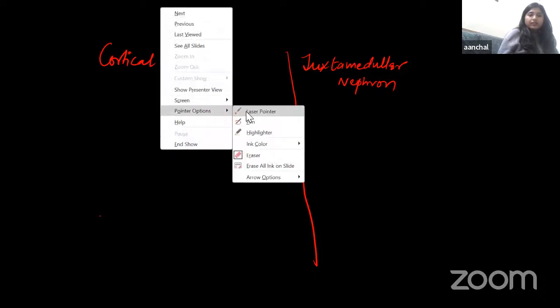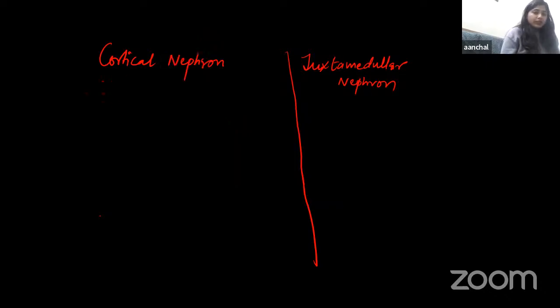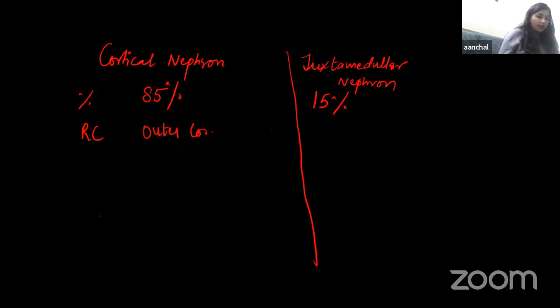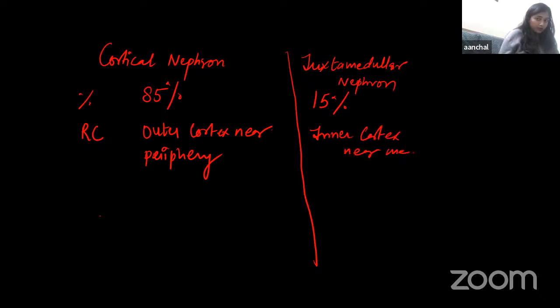Okay, now starting with the difference. Talking about the percentage, cortical nephrons make up 85%, whereas juxtamedullary nephrons make up 15%. Then, talking about where the renal corpuscle is situated: as we have seen, the renal corpuscle of the cortical nephron is situated in the outer cortex near the periphery, and that of the juxtamedullary nephron is located in the inner cortex near the medulla.